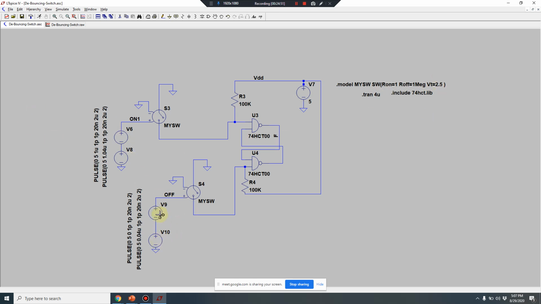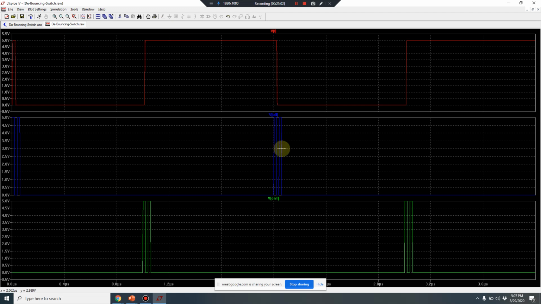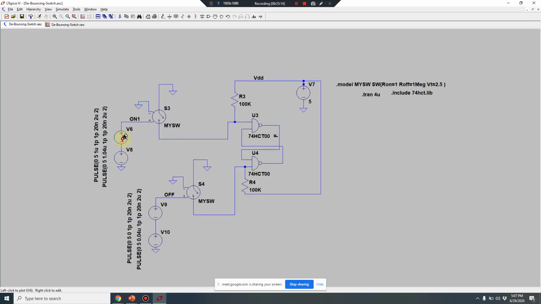Now, why did I use these two sources? If you see, these two sources I had set so that I get these kinds of waveforms. Double waveform. I just wanted to simulate this kind of waveform. That is why I have taken two waveforms.